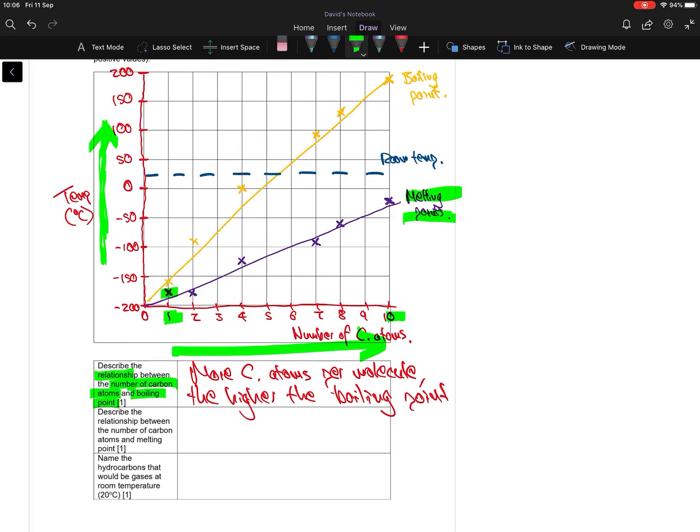And if you have a look at the same relationship for melting points, go from 1 to 10. What happens to melting point? Starts here. Does it get higher or lower? It gets higher. So the relationship is the same. So the more carbon atoms per molecule, the higher the melting point.